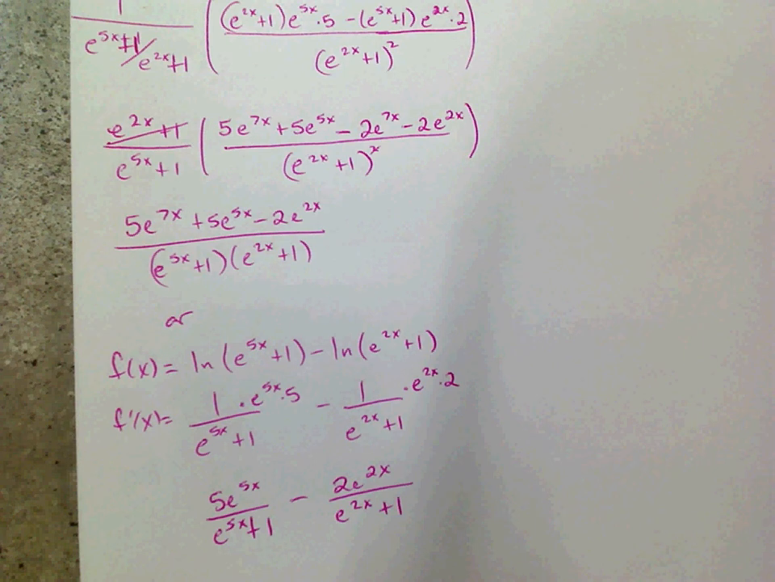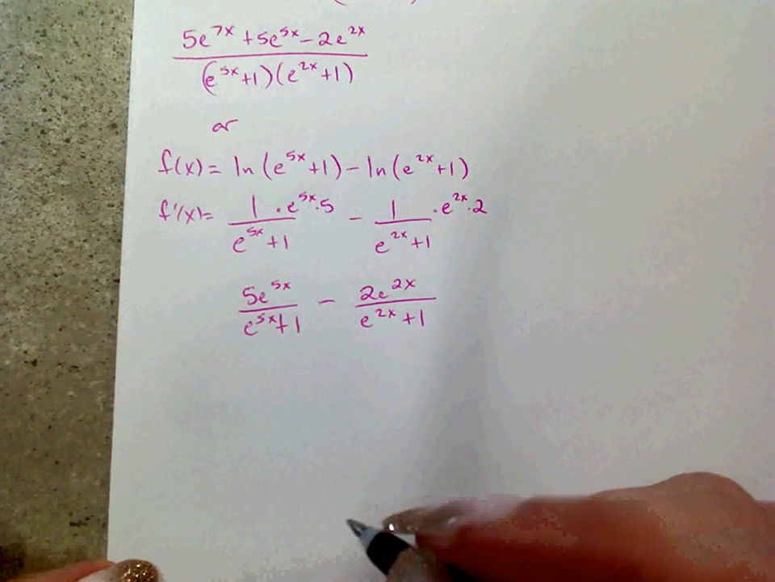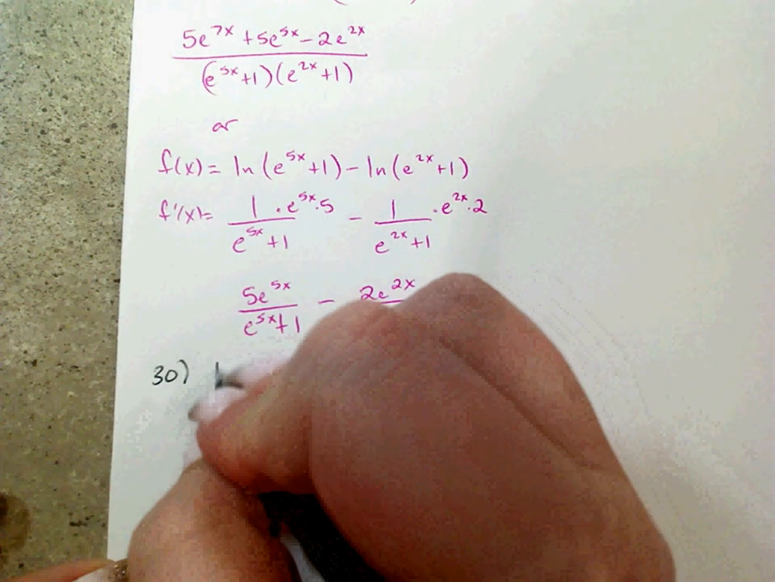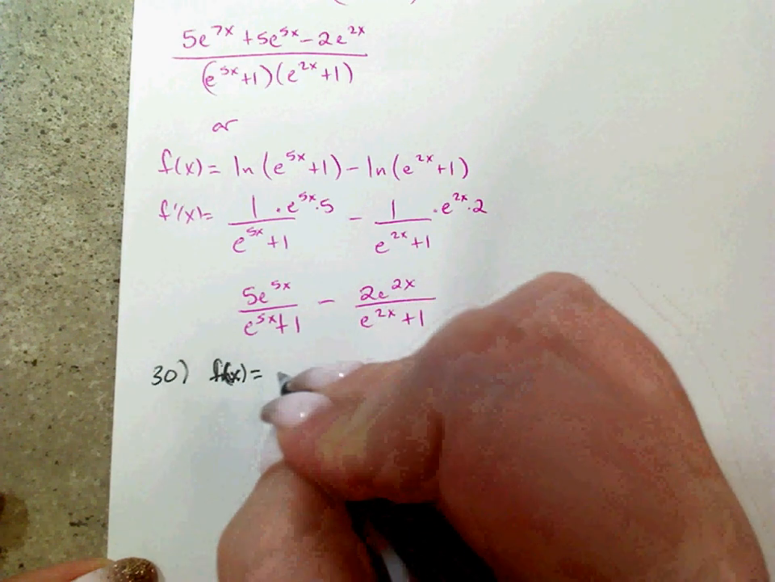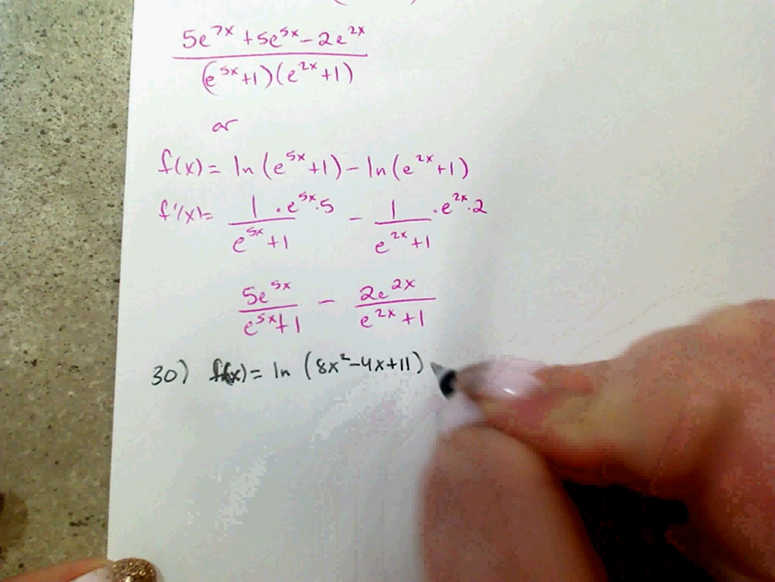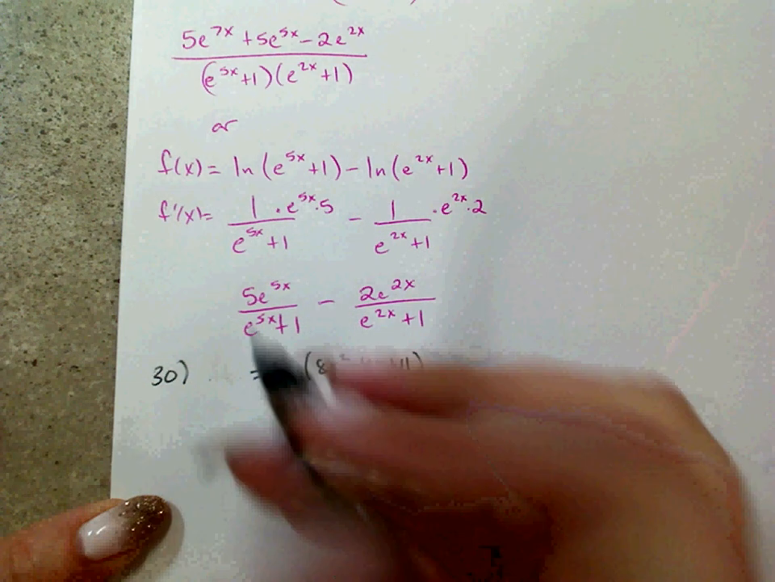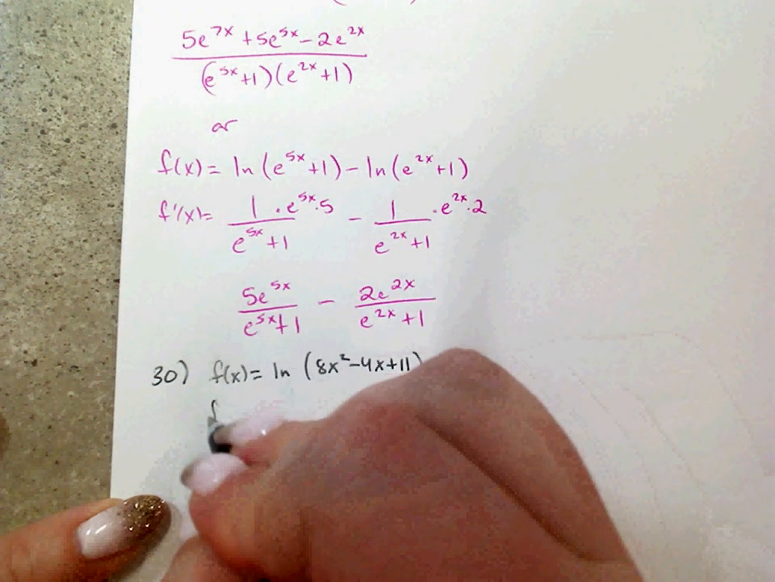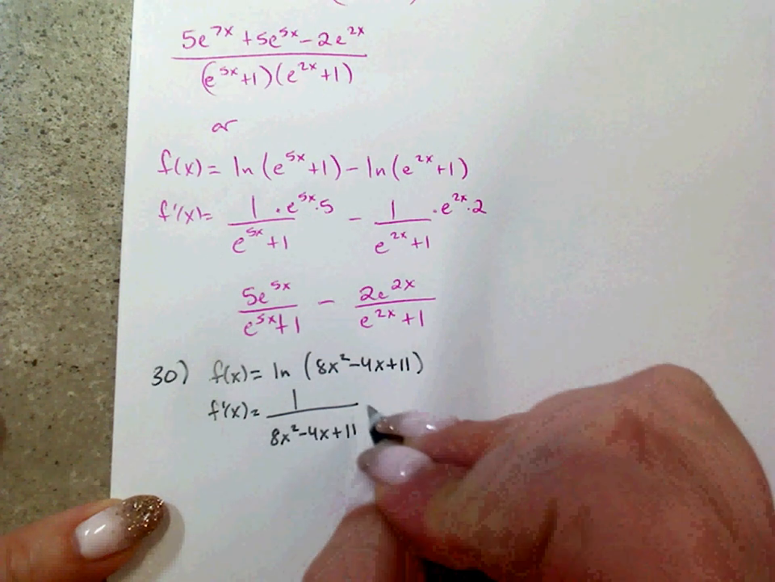Alright, let's do 30 and let that be the last one on this video. So 30 says differentiate the function f of x equals natural log of 8x squared minus 4x plus 11. So remember the derivative of natural log of anything is 1 over that thing times the derivative of that thing. So f prime equals 1 over 8x squared minus 4x plus 11 times the derivative of that, which is 16x minus 4. So final answer, 16x minus 4 over 8x squared minus 4x plus 11.